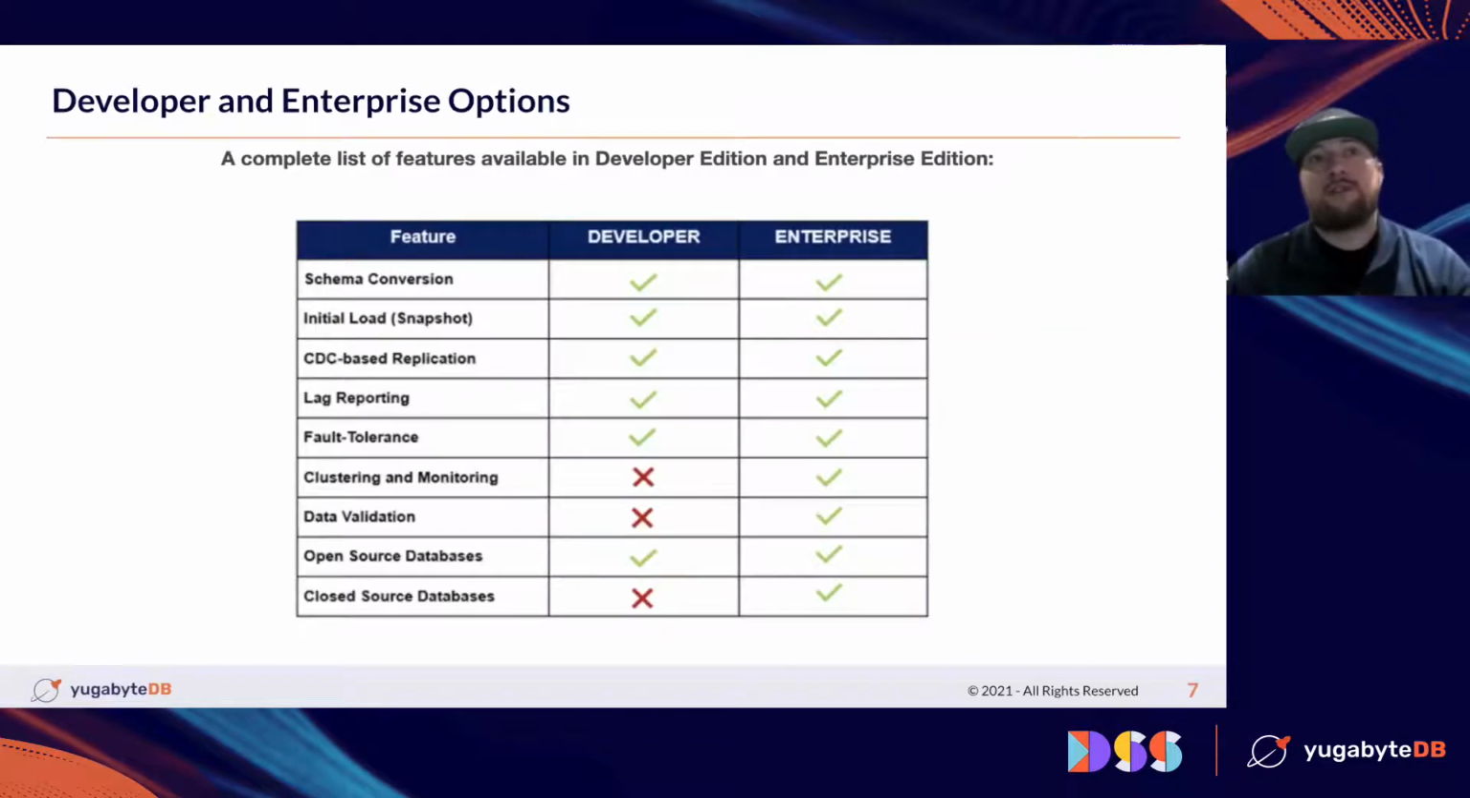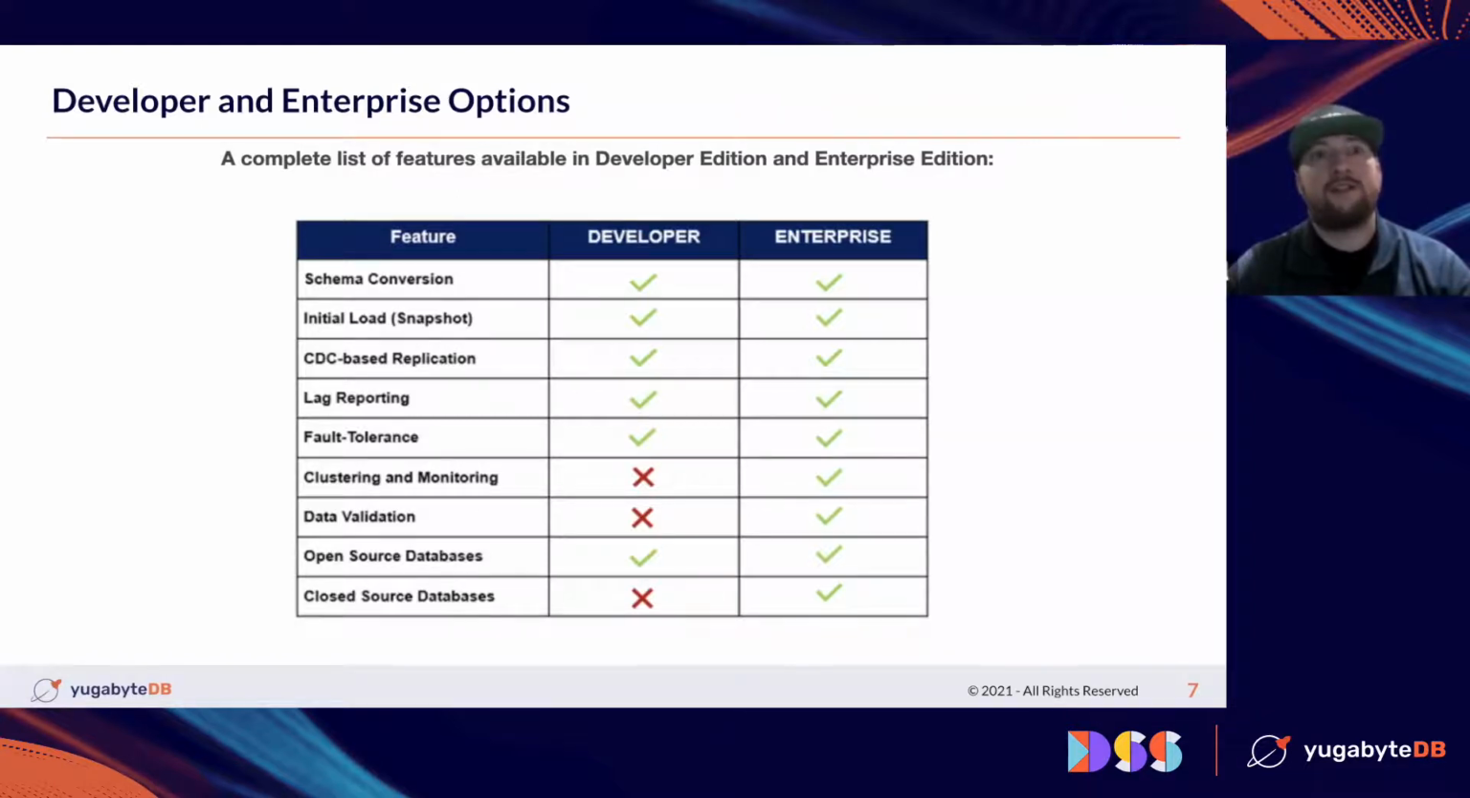Blitz offers two different licenses. First is the developer license, which offers you schema migrations, snapshot, and live migrations. Lag reporting, so that you can have visibility into whether or not it's able to keep up with those high volume situations. Fault tolerance, so you can be less concerned about having to start over, and it can be used to migrate data from any open source database.